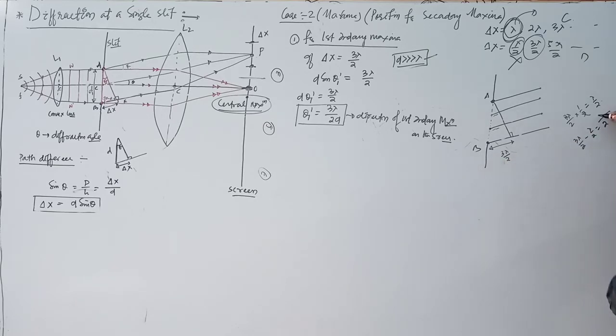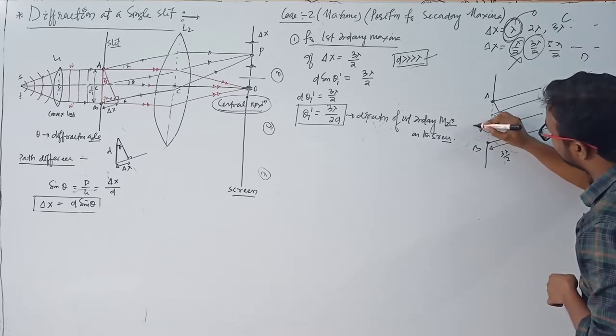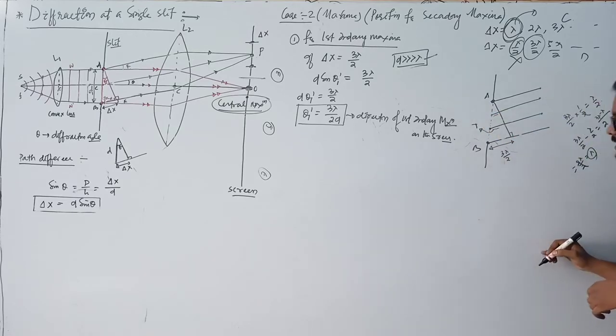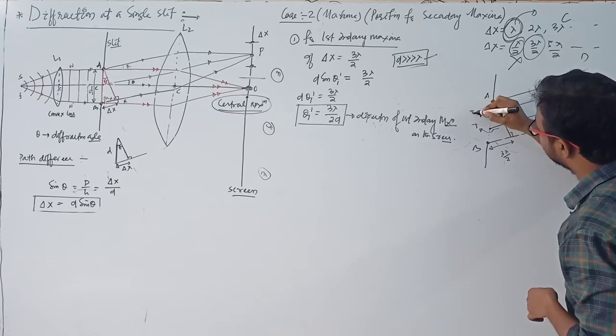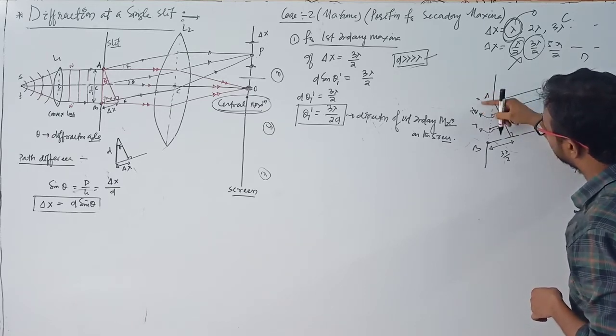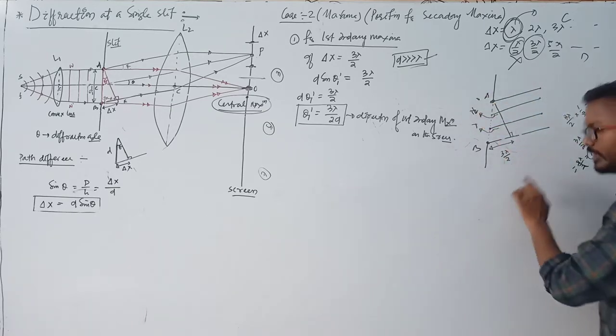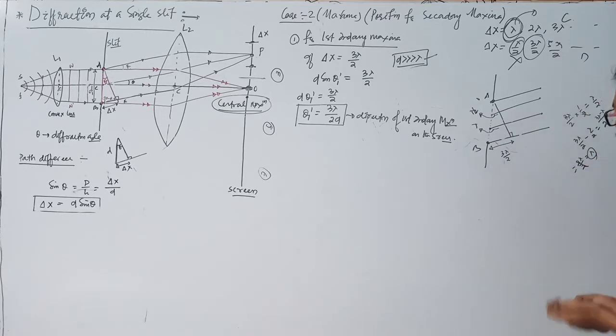Then 3 lambda minus 2 lambda, we can write here, which is equal to 3 lambda minus lambda, which is equal to 2 lambda by 2, and cancel lambda. So this path difference is equal to lambda. Clear? If this path difference is lambda, then this path difference is lambda by 2, and this is 0, lambda by 2, lambda, then 3 lambda by 2 and 2 lambda. We get this concept.